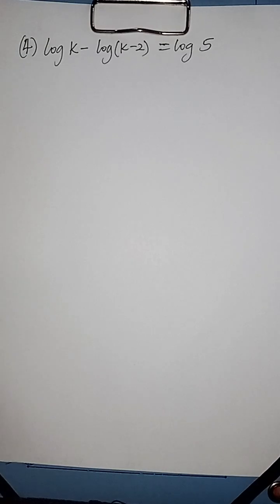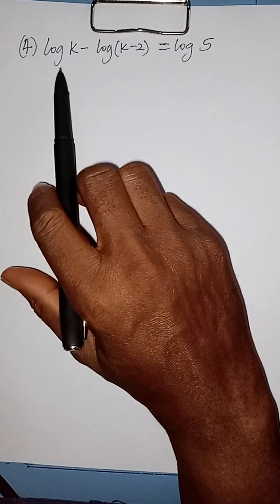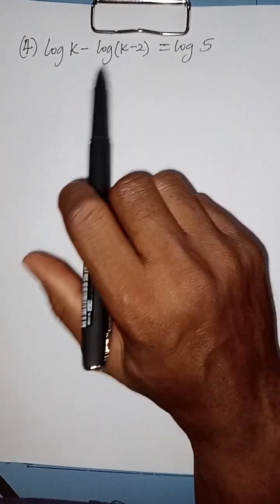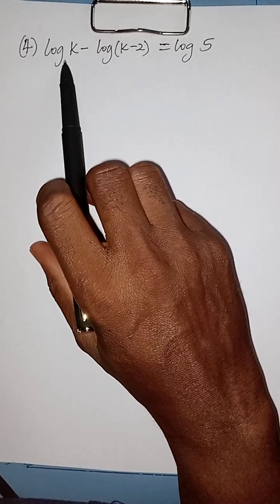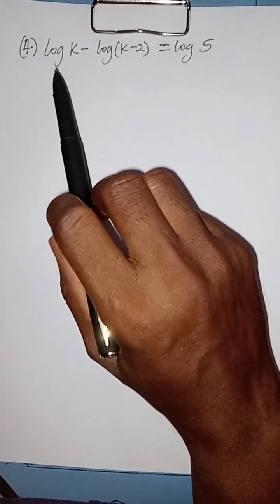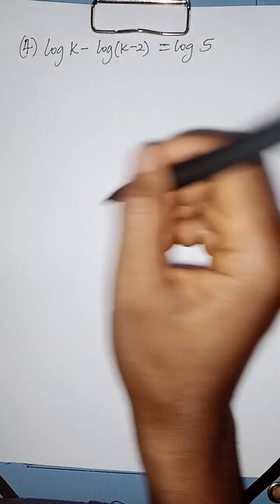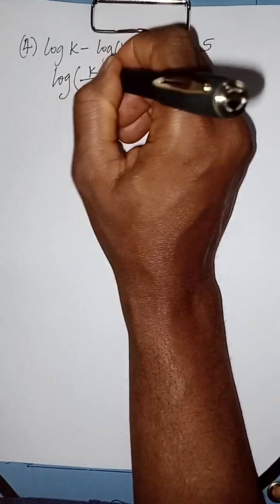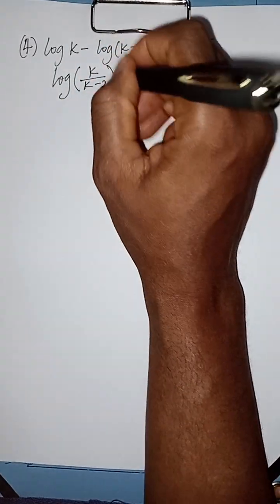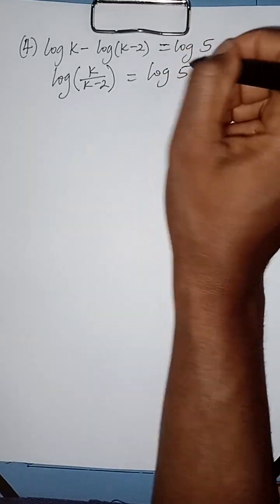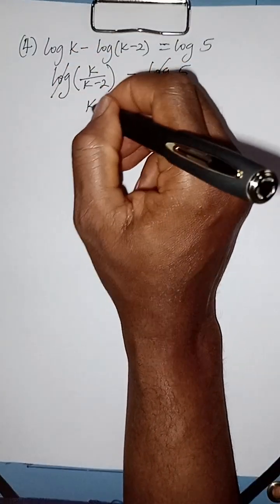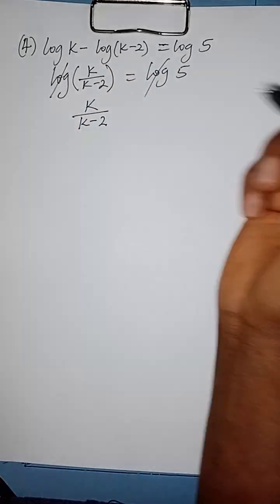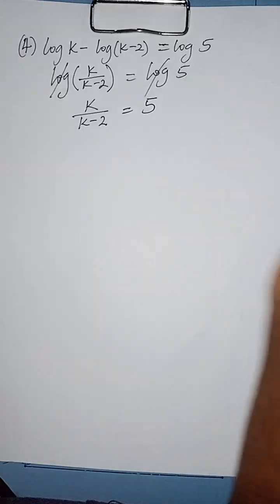Now let's look at number 4. Log k minus log (k minus 2) equals log 5. It's as if there is no base in this logarithm, but the truth is that there's a base. When the logarithm does not have a base written, it is taken to be in base 10. So these logarithms are all in base 10. So this will be, reduce it to one log, log of (k divided by k minus 2), close bracket, equal to log 5. You cancel out the log, so you're left with k divided by k minus 2, which is equal to 5.